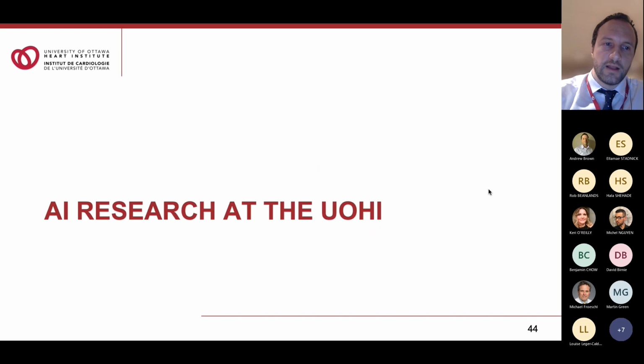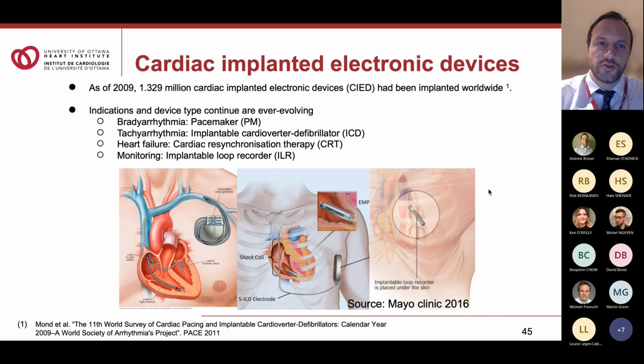Now let's move on to some of the research that we've done at the Heart Institute. As we know, cardiac implanted electronic devices are widely used, and they're used for a wide array of indications.